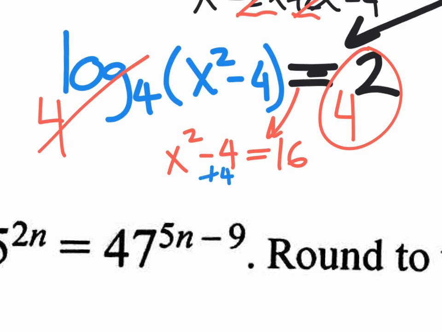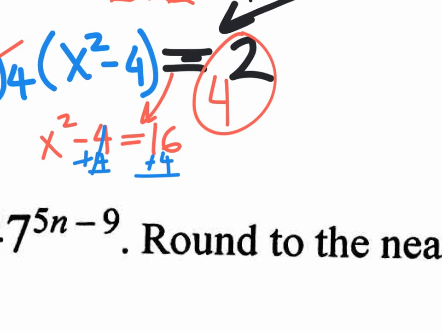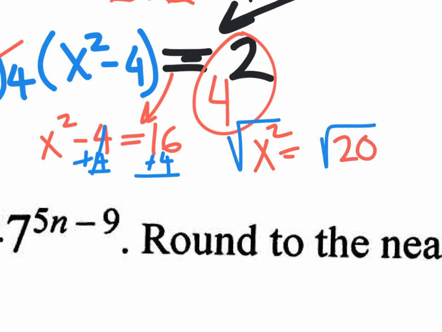Isolate it. Plus 4 cancels, plus 4, and you are going to get x squared. Let me move this over. X squared equals 20. Now this is an equation, and we are going to apply a square root to both sides, which means you're going to get x equals plus or minus. Now the square root of 20, you don't get a nice, beautiful answer. You have to actually simplify that.